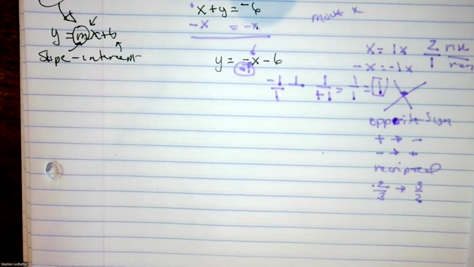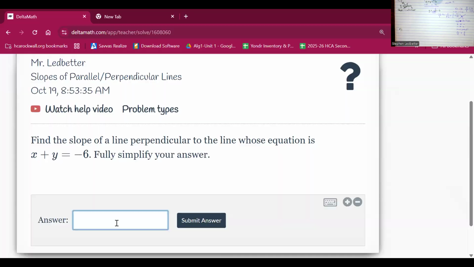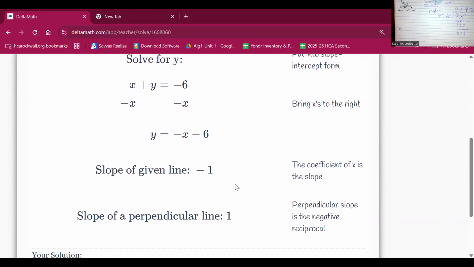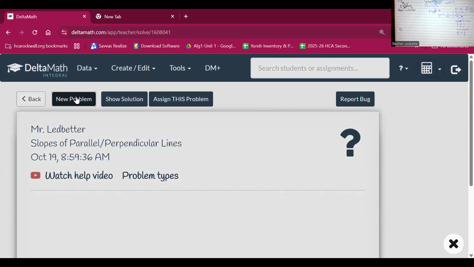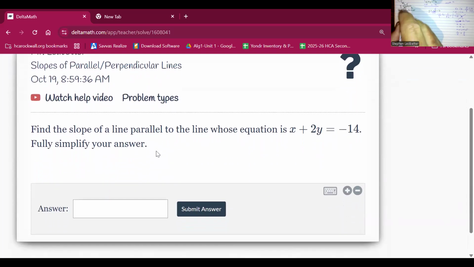All right, so I'm going to go back to my screen. Okay, so I'm going to go here, and now I'm going to put in the perpendicular slope, which we said is 1. And so we're going to put that in there and hit that. Ta-da! So there it is. Let's try another one. All right, here's one. I'll write this one down.